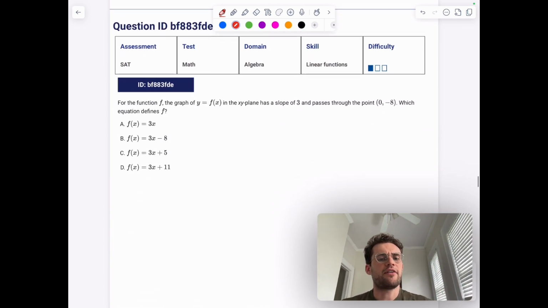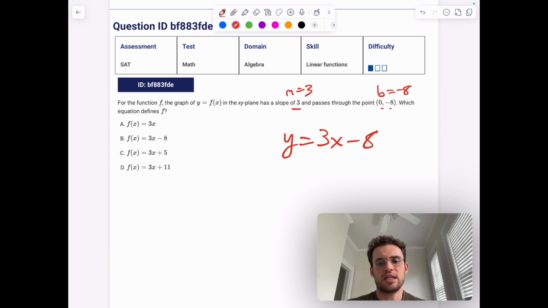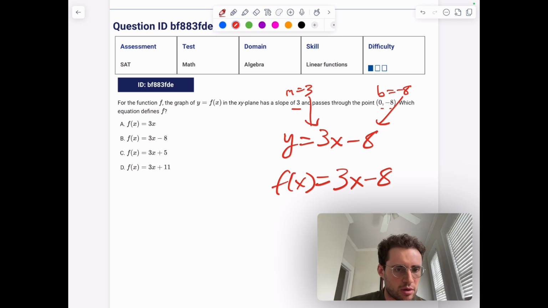For the function f, the graph of y equals f of x in the xy plane has a slope of 3 and passes through the point 0, negative 8. Again, they gave us the y-intercept, which would be negative 8. They give us the slope, which is 3. Which equation defines f? Well, if you wrote it in slope-intercept form, it would be y equals 3x minus 8. We put the slope in as the coefficient for the x. Negative 8 is the constant you're adding to the x term. In this case, adding a negative is the same as subtracting. So if you write that in f of x form, it would be f of x equals 3x minus 8, which is choice B.